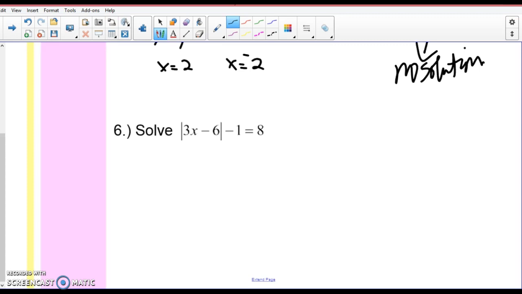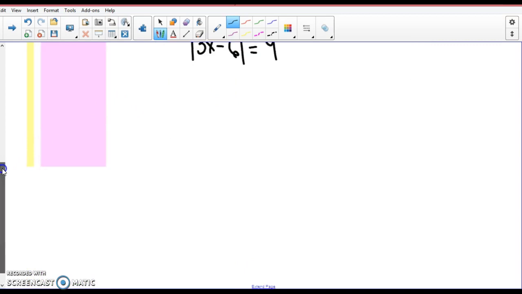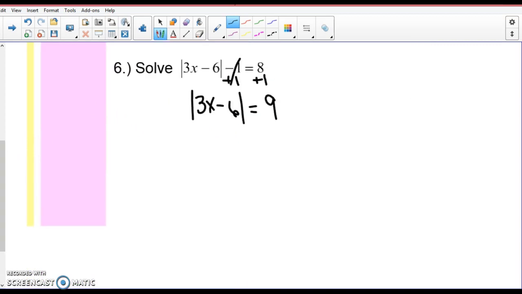What am I going to do first on 6? Let's see. Correct. Isolate the absolute value. How would I go about doing that? Let's see. Add 1 to both sides. So I'm going to have the absolute value of 3x minus 6 equals 9. And we're good to go because 9 is positive. If you ever get to this step and this is equal to a negative number, there is no solution.